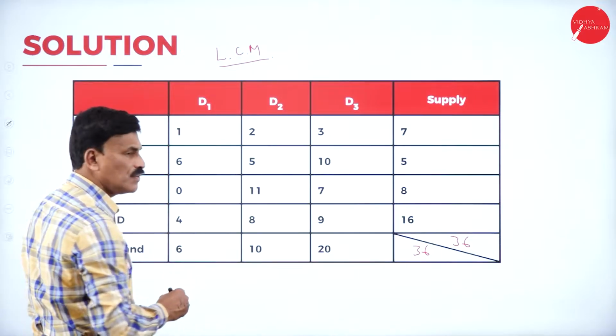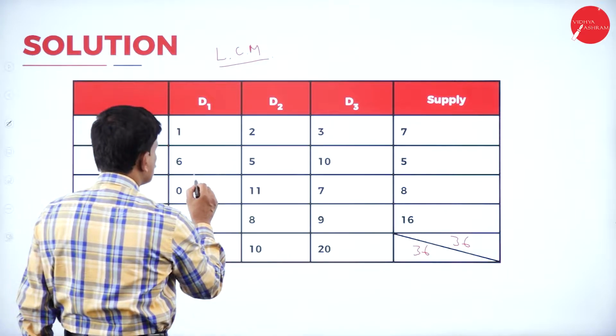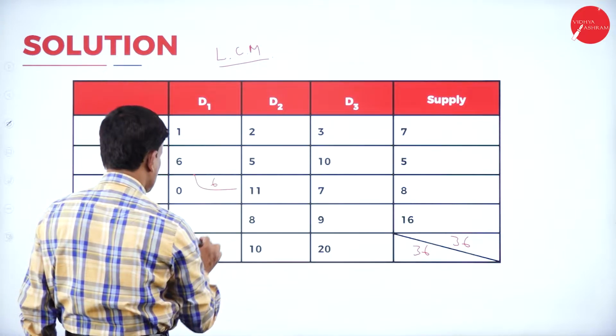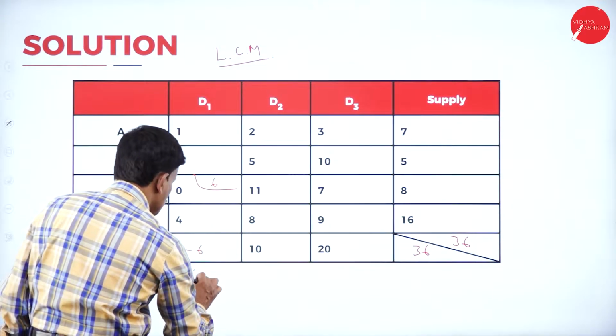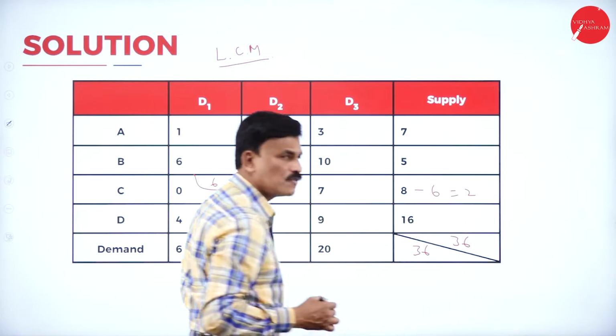Now, for this, verify the supply and the demand. Demand is 6 and the supply is 8. So, therefore, allocate 6 here. 6 minus 6, this is equal to 0. 8 minus 6 is equal to 2.